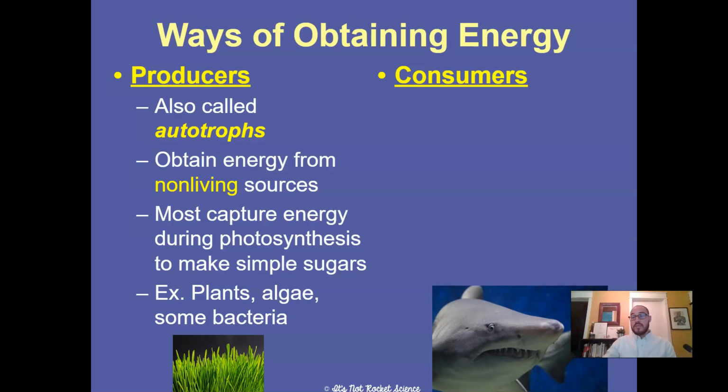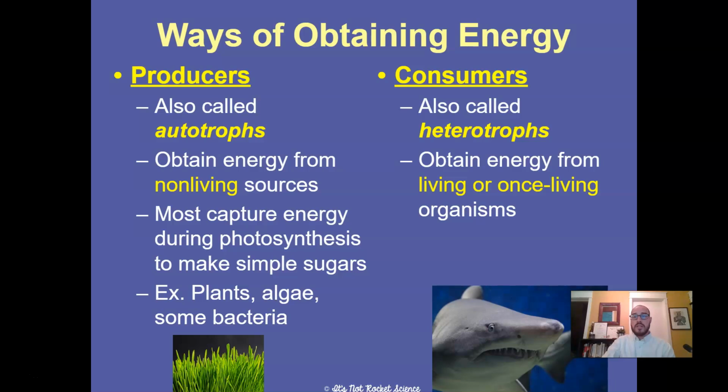And your consumers, these are the ones you're probably more familiar with. These are known as heterotrophs. So hetero means different. Troph means to nourish. So these need to eat other animals, so a different animal, in order to nourish themselves. So they're going to obtain energy from living or once living organisms. So they're going to be eating organic molecules made by other organisms. These are going to be things like us, okay, fungi and animals.